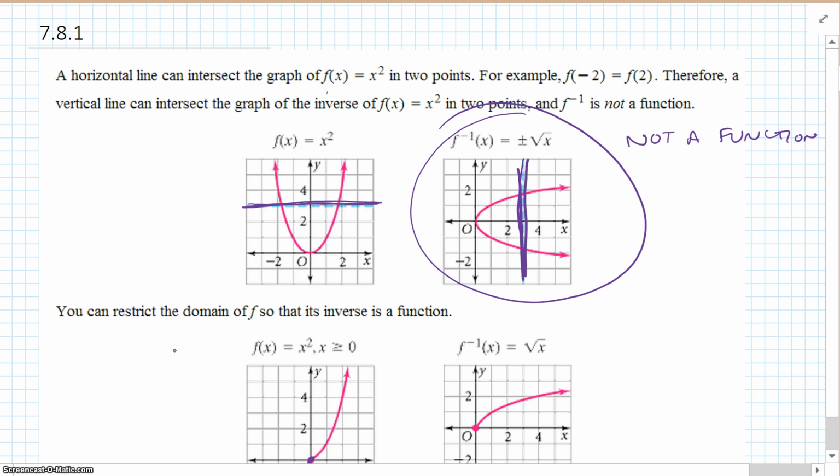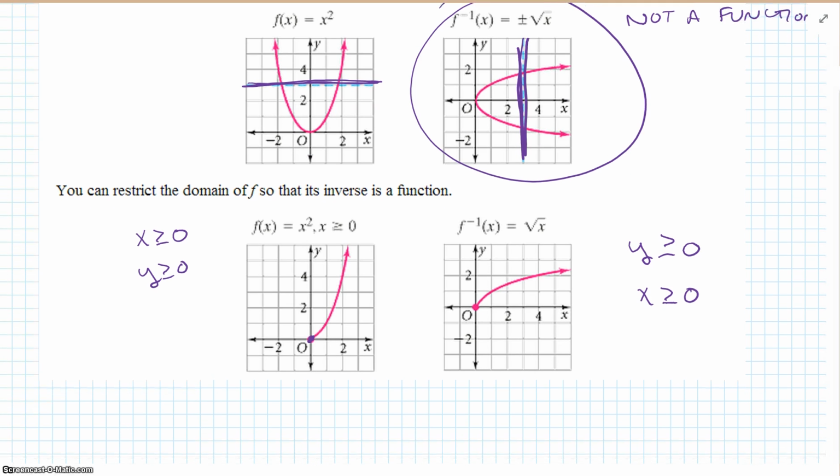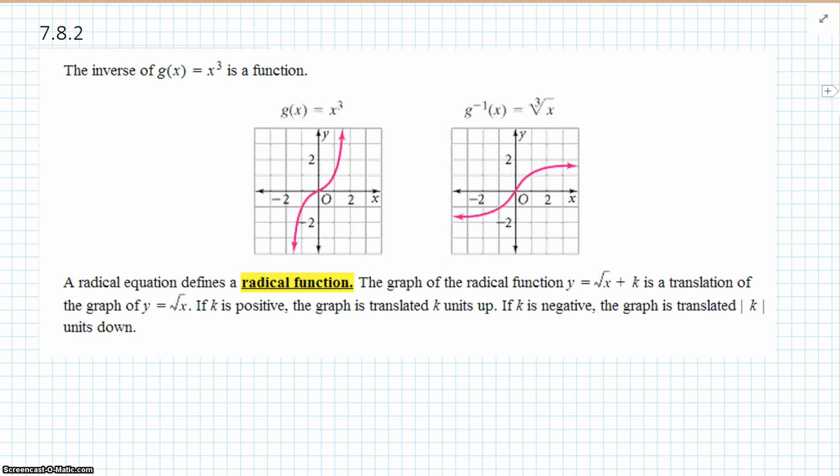So we could say, hey, in the domain of f, x has got to be greater than or equal to 0. When we do that, the range of the inverse becomes y must be greater than or equal to 0. Therefore, x would also have to be greater than or equal to 0. Okay, once we put that restriction in the domain, the inverse is now a function because the vertical line test only passes through one line. So the inverse of g of x equals x cubed is a function.